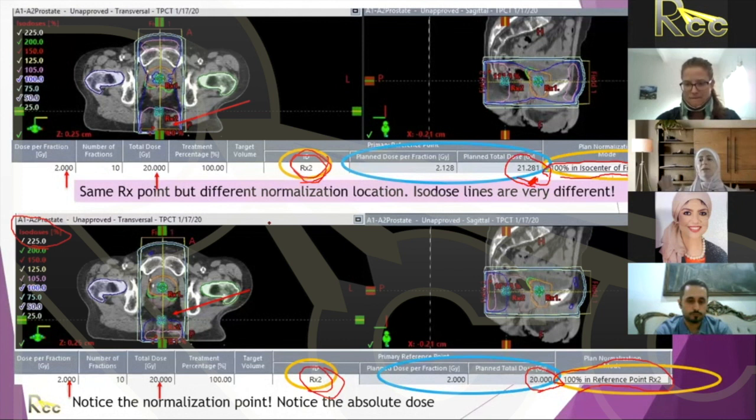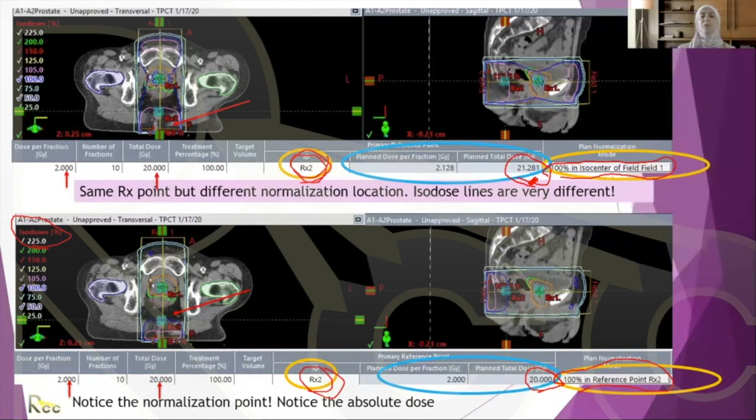By the way, if you think this is too much, or if you're just starting your 3D planning, please don't use complicated techniques. I would always use, if you use the half beam, never, ever, ever put any prescription point or normalization at your beam edge, whether it's half beam block or not.